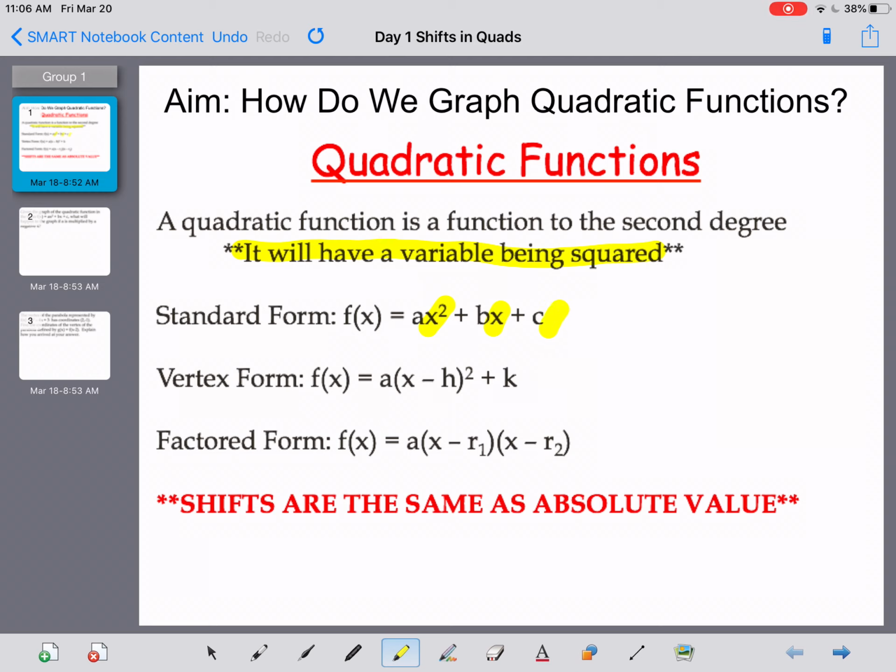In vertex form, we have a parentheses with an expression with the x being squared, and there could be a number outside the parentheses being added or subtracted on. And factored form is going to be a number outside the parentheses being multiplied by two sets of parentheses with the r's. The r's stand for the roots, and we will learn more about that in the next lesson. So take a second to copy down all three forms of a quadratic function.